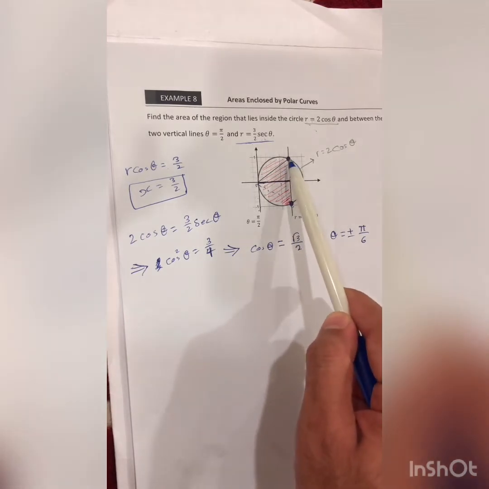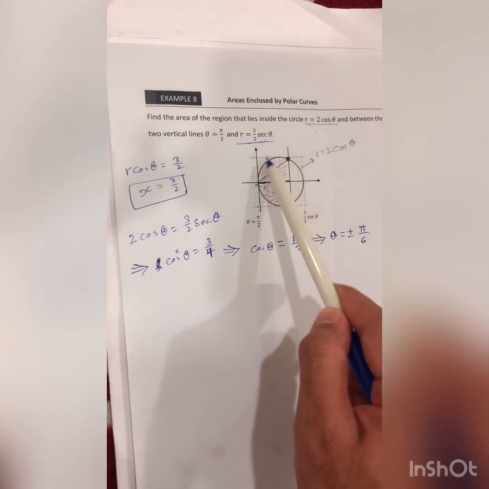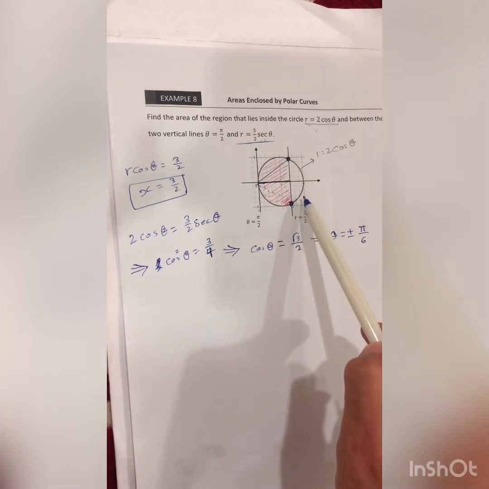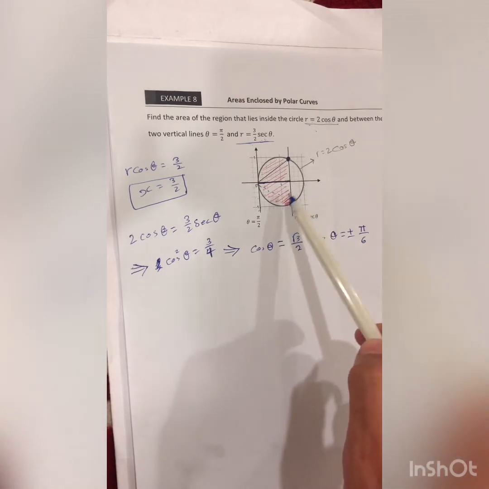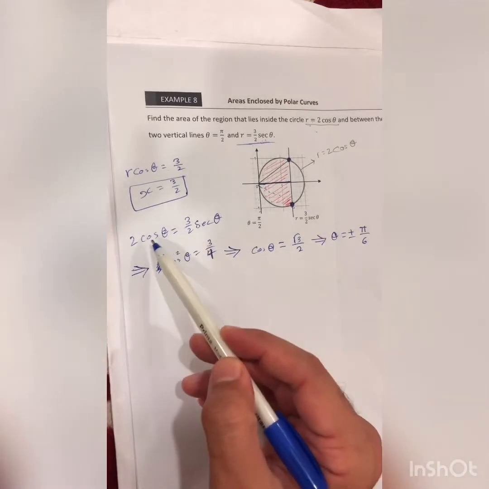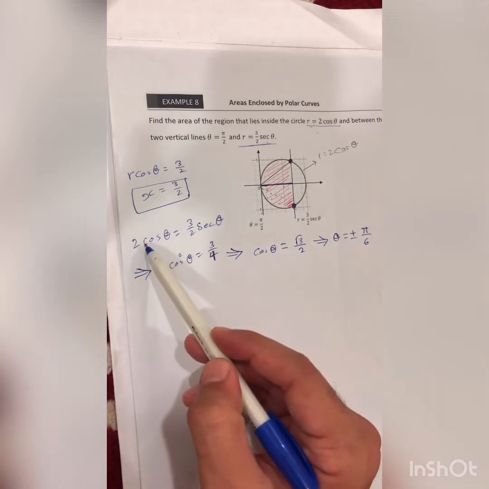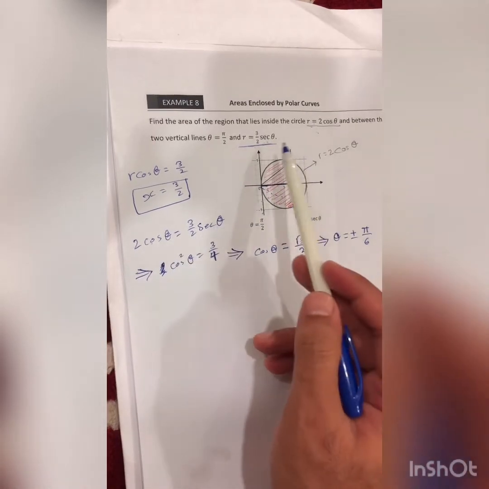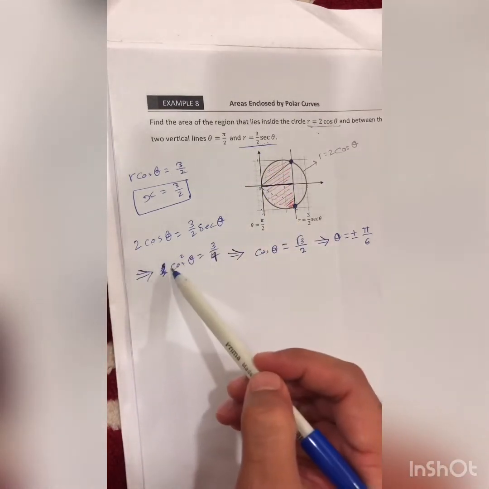Now let us find those two intersection points. Look over here. Those two intersection points are the intersection of the circle and this vertical line. So to find those intersection points, we equate the equation of the circle and the equation of the vertical line. So 2 cosine theta equals 3 over 2 secant theta, which is the equation of this vertical line. Now solve this equation for theta.